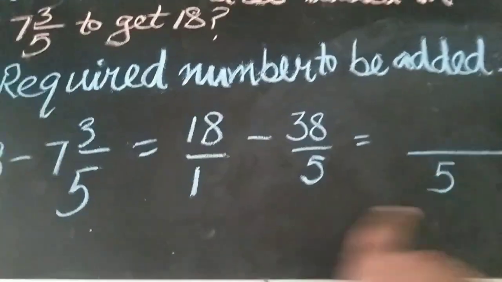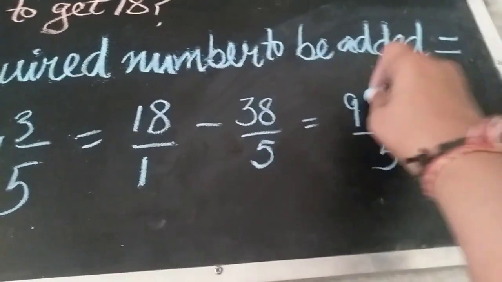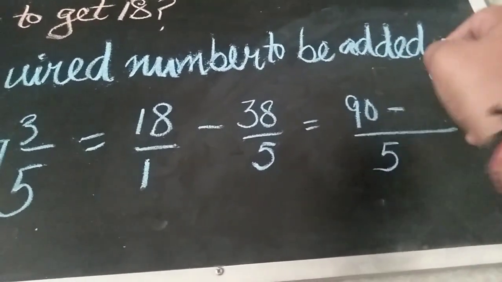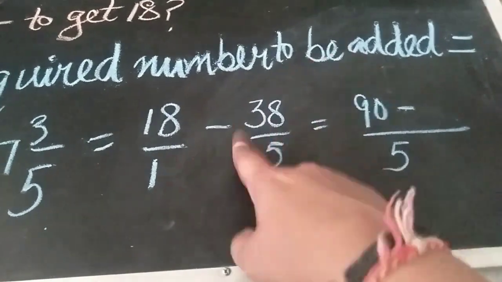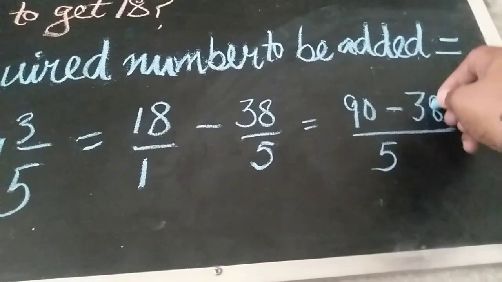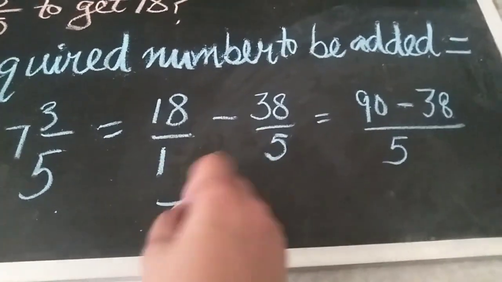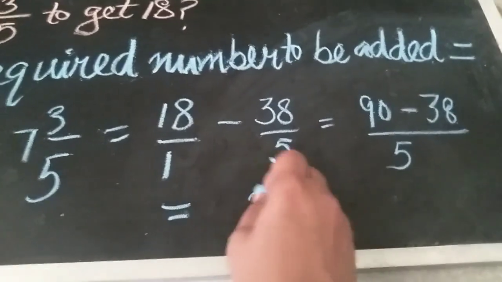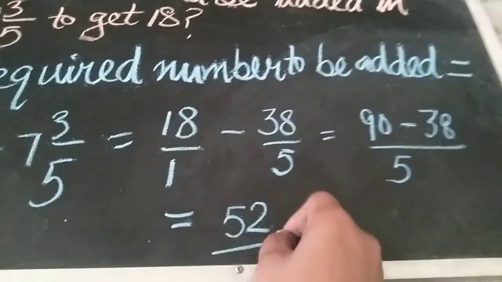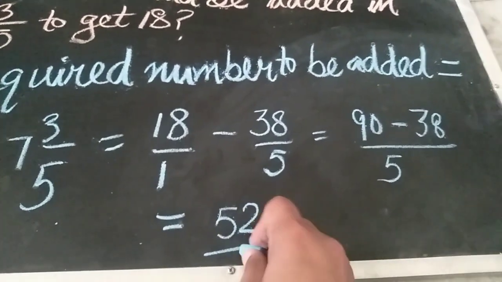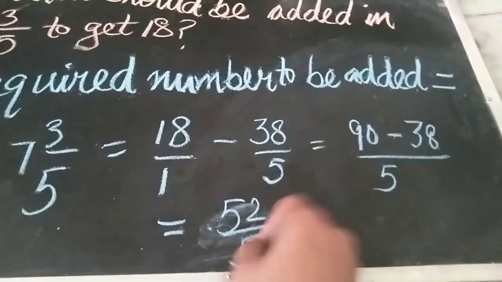Now take the LCM. Here it is 5. 5 divided by 1 is 5, so 18 times 5 is 90. Minus 5 divided by 5 is 1, so 1 multiplied by 38 is 38. So 90 minus 38 equals 52. So 52 by 5.